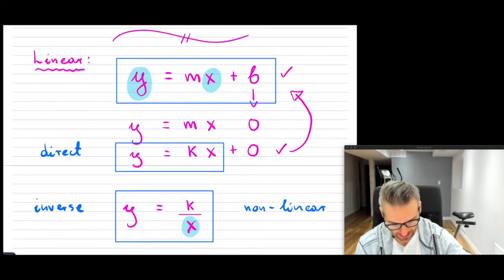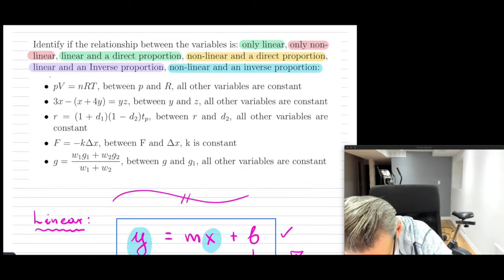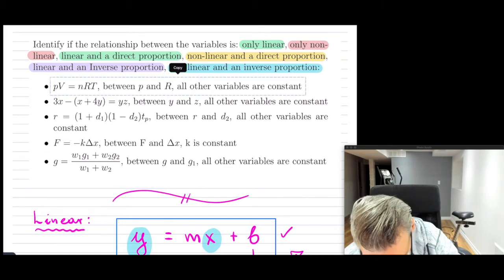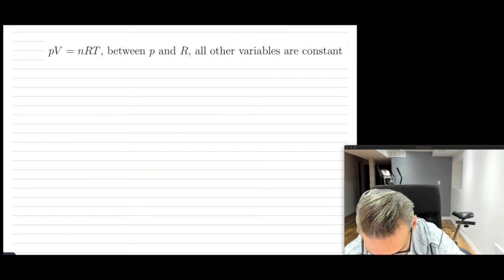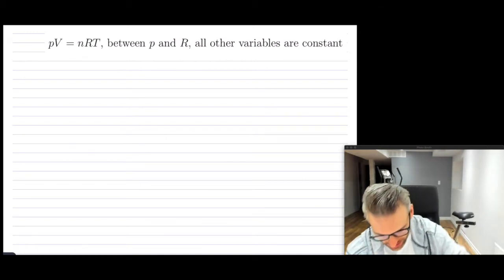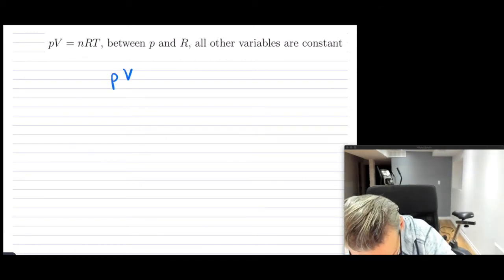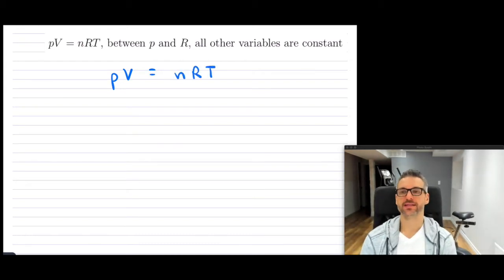All right. Now, if you're thinking about linear, it always means some kind of a line. So what I'm going to do is take the first example right here. Copy it and paste it. So this is a formula and it has more than just 2 variables. It actually has 5 variables in here. And now, what it says is the following. We have P times V is equal to nRT. And it says we want to see what the relationship is between P and R.